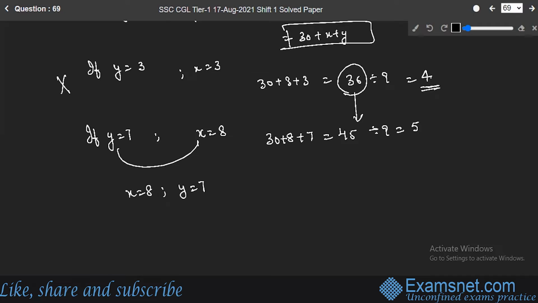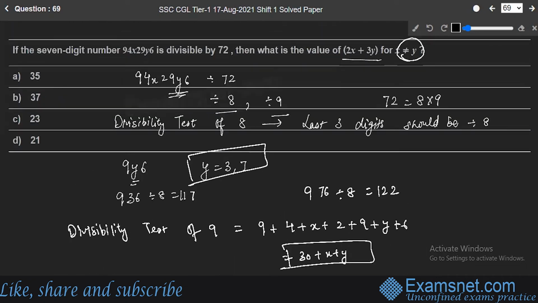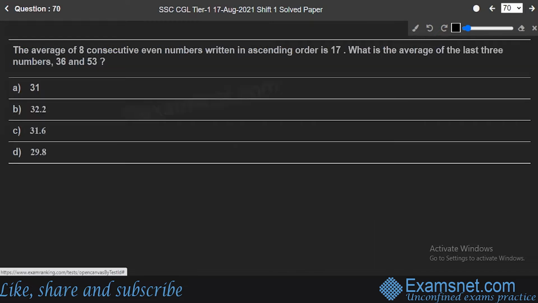What in the question you had to find out? You had to find out 2x plus 3y. So that means 2 into 8 plus 3 into 7, which gives you 16 plus 21. That is equal to 37. So this 37 is your answer. Let's check with the options. Option B is the answer to the question. Hope you are clear. Then let's move to the next question, number 70.